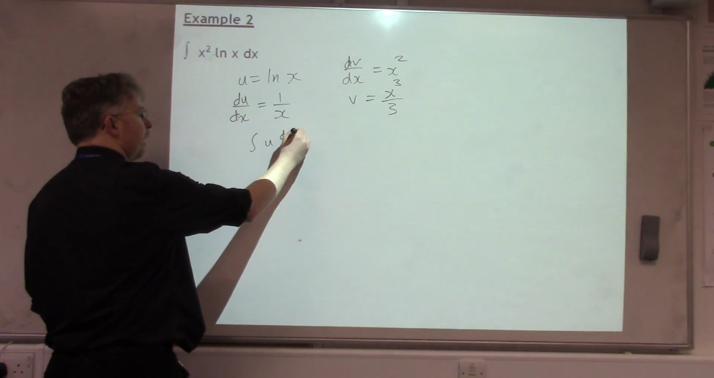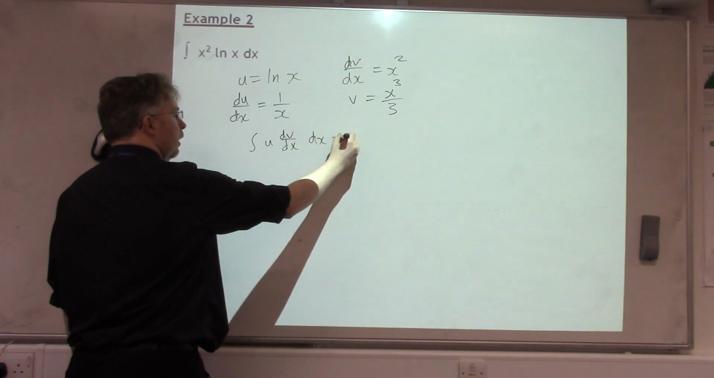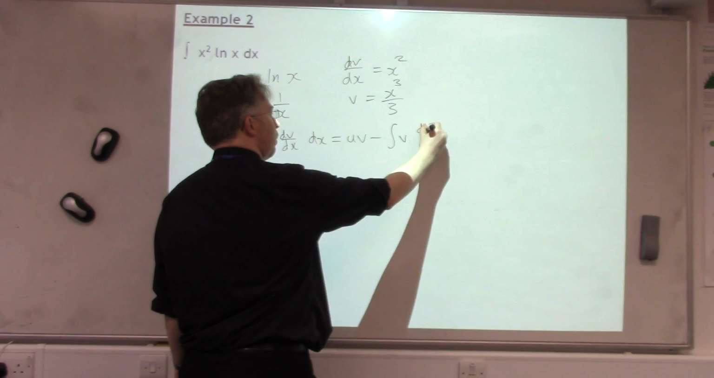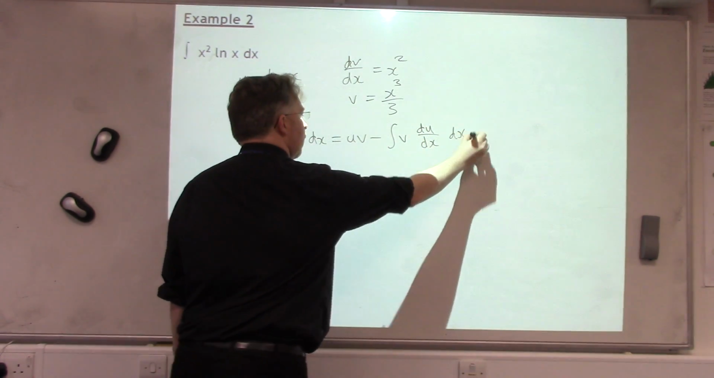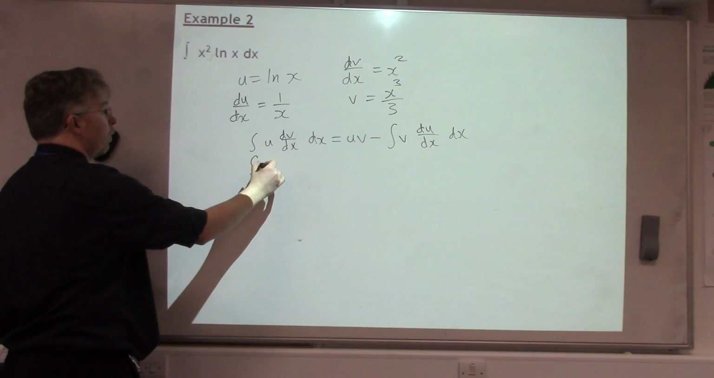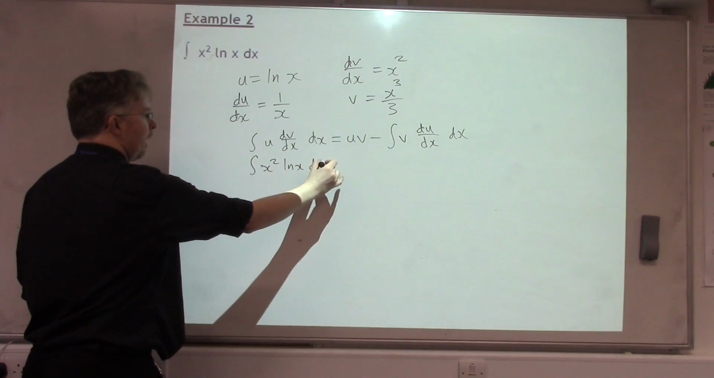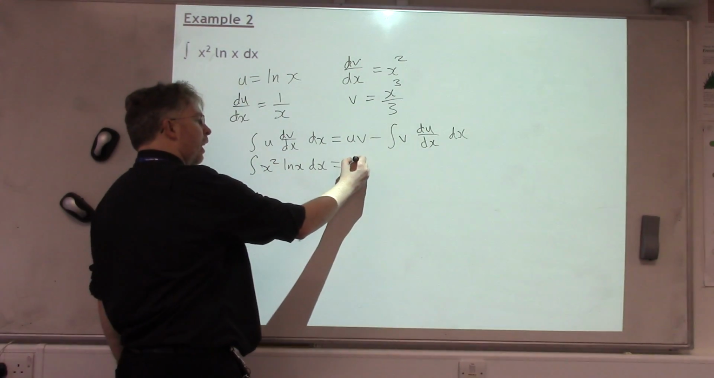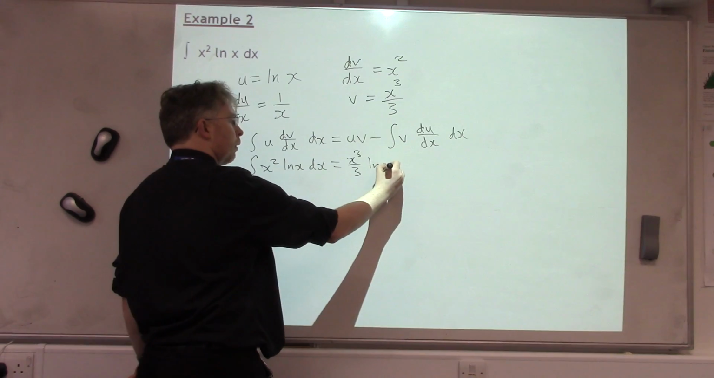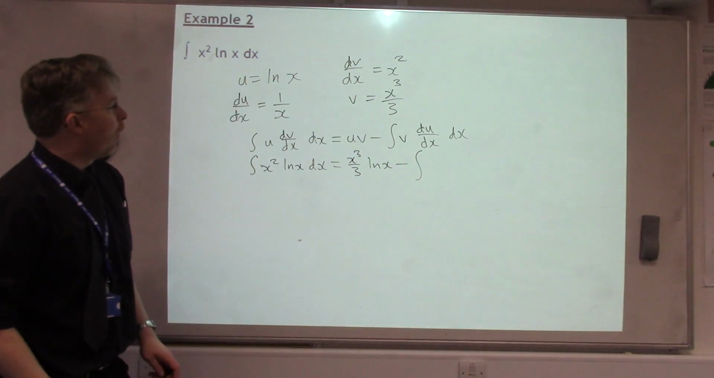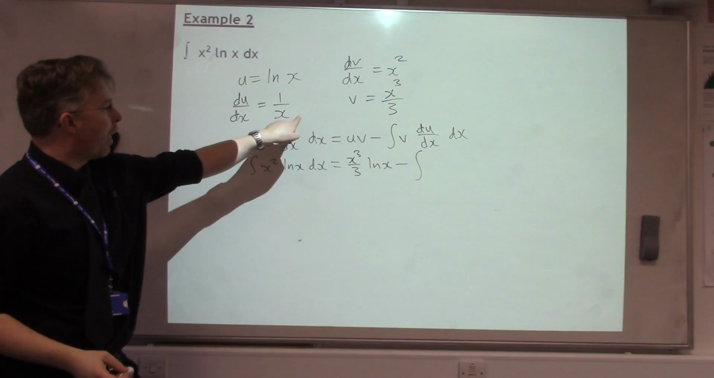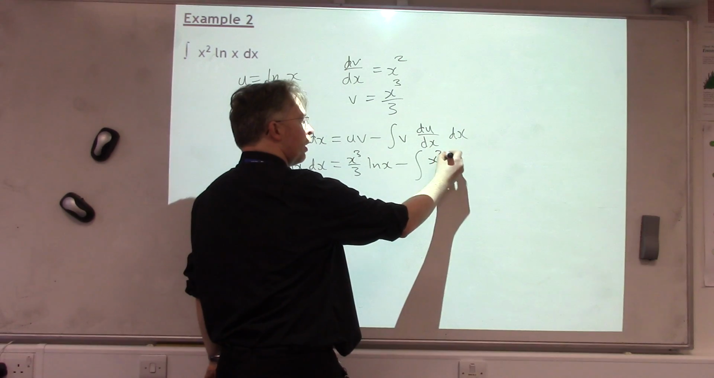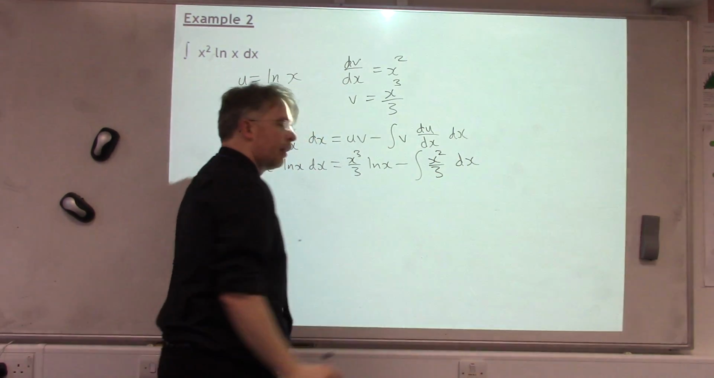The integral of u dv by dx equals u times v minus the integral of v times du by dx. Input our values. Integral of x squared ln x dx equals u times v, x cubed over 3 times ln x, minus the integral of v times du by dx, so 1 over x times x cubed over 3, and one of the x's will cancel, so we get x squared over 3 dx.